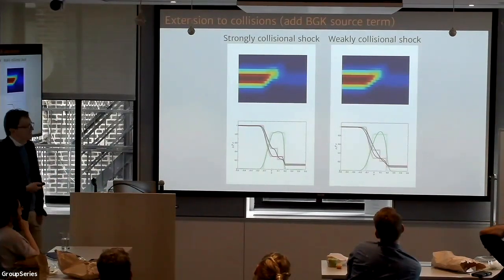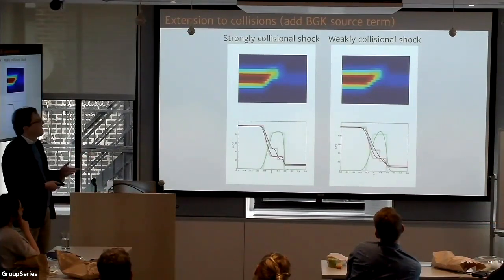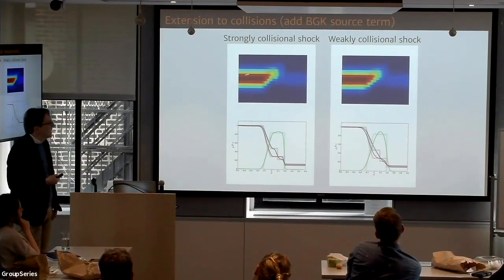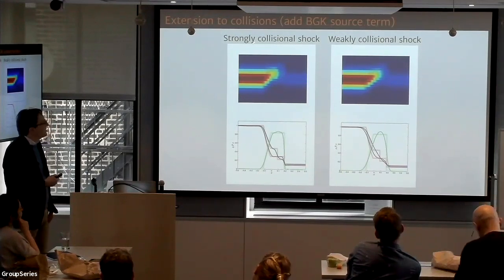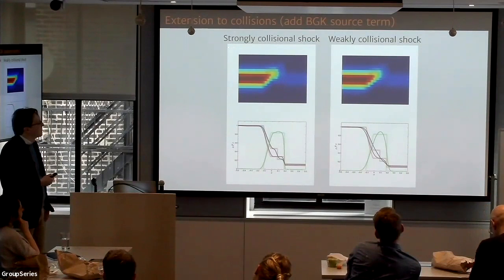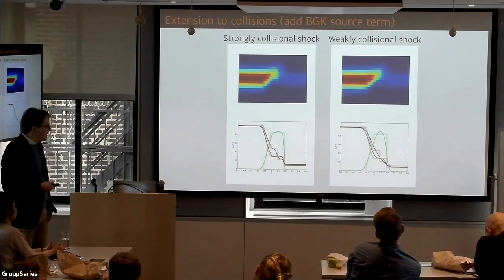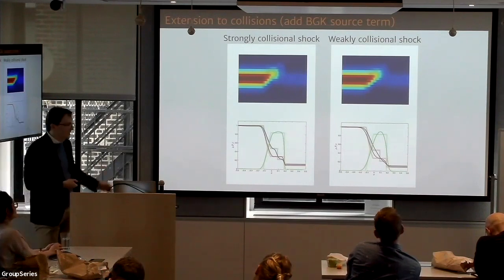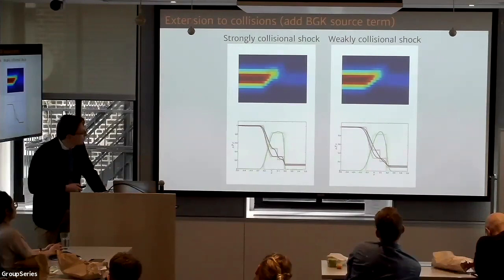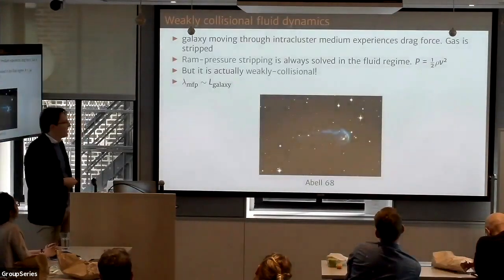So you can also study this weakly collisional limit. You can add in a BGK source term and see how that affects phase space. Here is a shock simulation where I'm showing two different cases, strongly collisional and weakly collisional, and I'm recovering the shape of these shocks. Shown in the transparent lines are hydrodynamic solutions. So I can show that you can actually recover the Euler equations here just by adding a weakly collisional term.